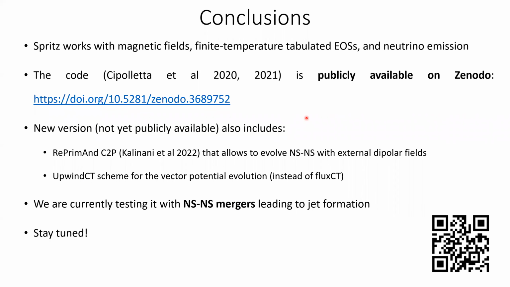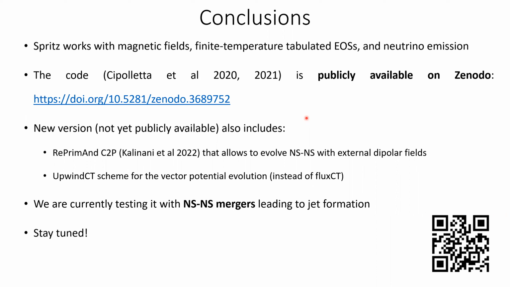So to conclude, Spritz is a new publicly available code that can work with magnetic field, finite temperature tabulated equation of state, and can deal with neutrino emission. The code is publicly available. In particular, the version that is publicly available on Zenodo is the one that is described in the paper that we published in 2020-2021.